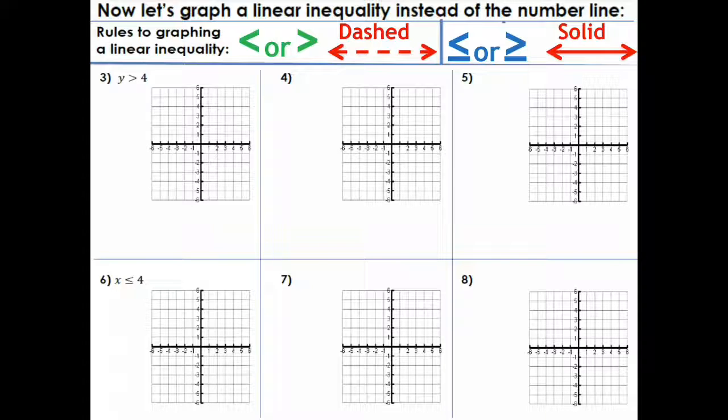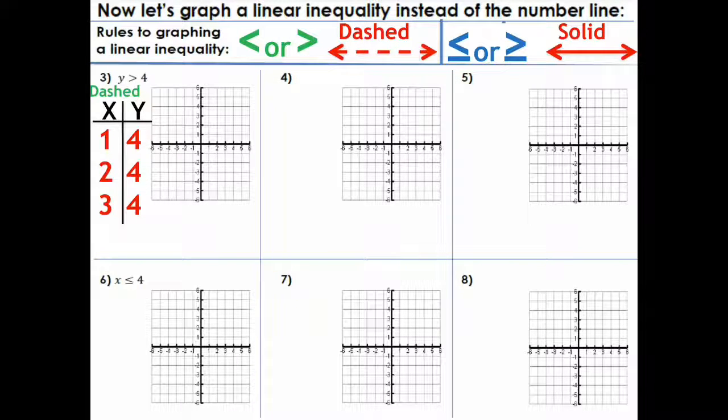All right, so since there is no equal to bar, this is a dashed line. Now let's go ahead and graph this like we would normally graph it. We make an XY chart, and in this XY chart, that 4 goes in the Y column, since it's Y. In the X column, we're going to put 1, 2, 3. And again, it doesn't matter what you put in the X column.